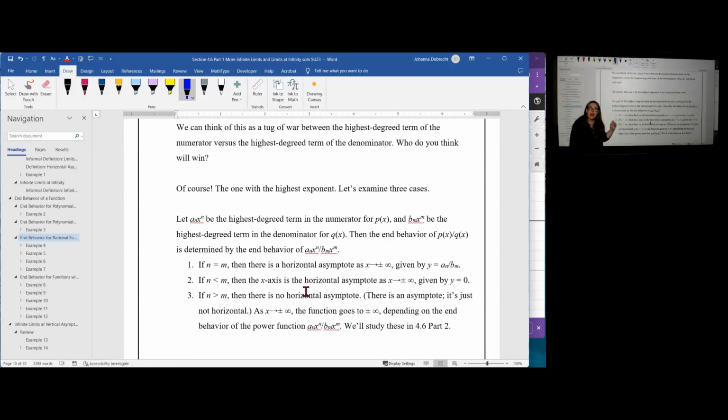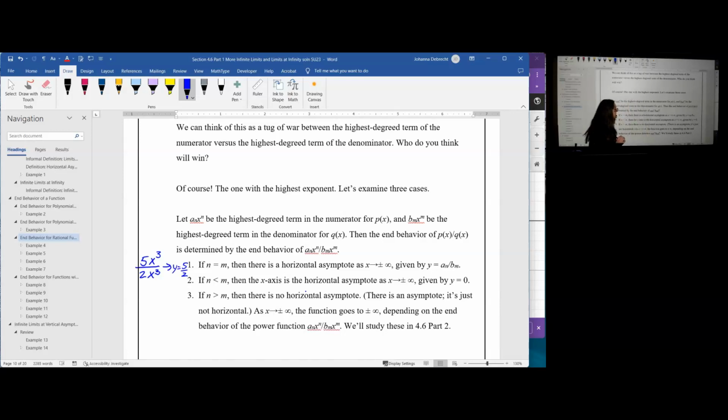What if the power is in the denominator? Let me write down some examples so that you can see what this is going to look like. Let's suppose I had 5x cubed over 2x cubed, just the highest degree terms. The x cubes will cancel, and this is going to approach the graph of y equals 5 halves.